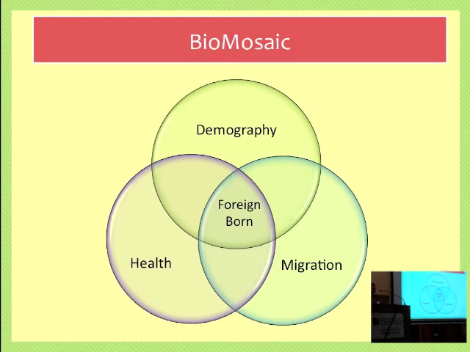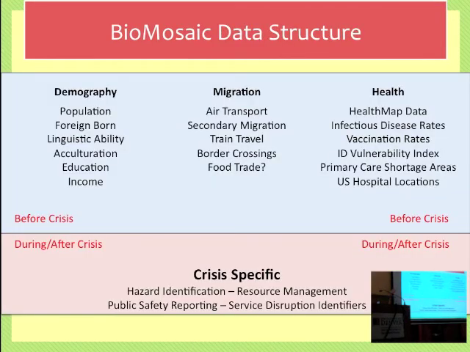If you're interested in foreign-born groups, you're interested in studying them from multiple different categories along the demography, migration, and health axes. So we're trying to build an application that has all of this data loaded pre-crisis. Anything demographically that might give some idea of vulnerability, like socioeconomic status, acculturation, education, linguistic ability, linguistic isolation.